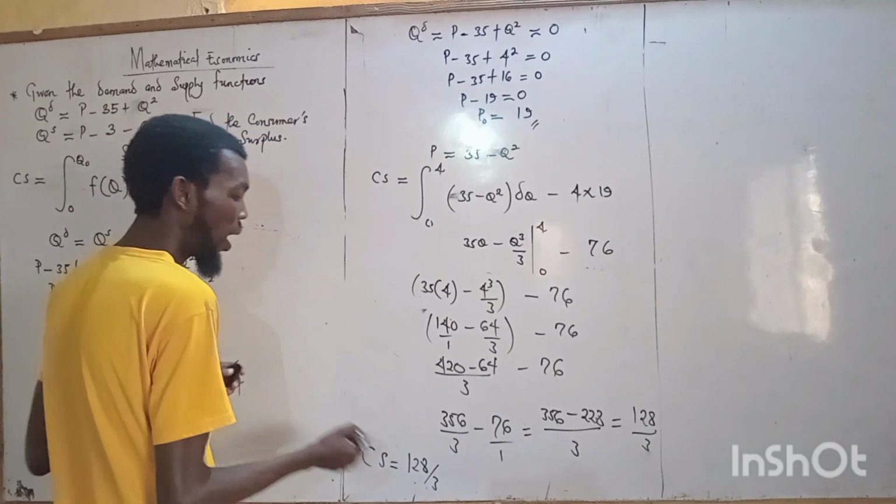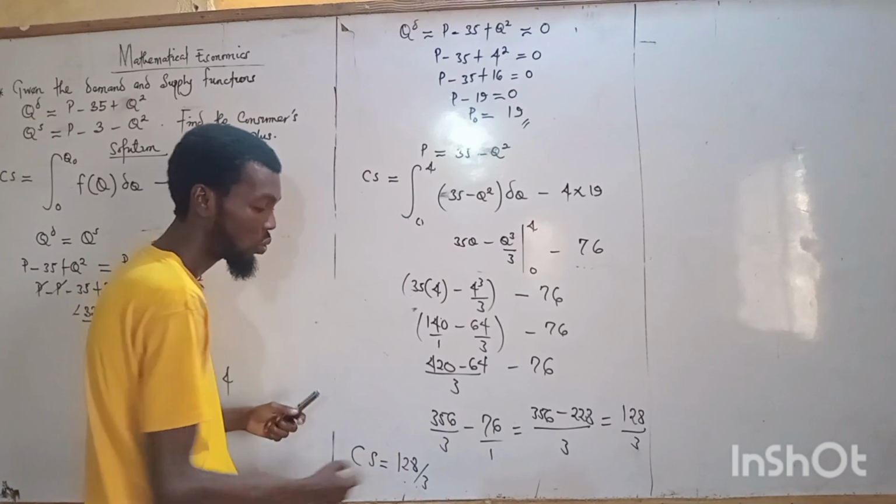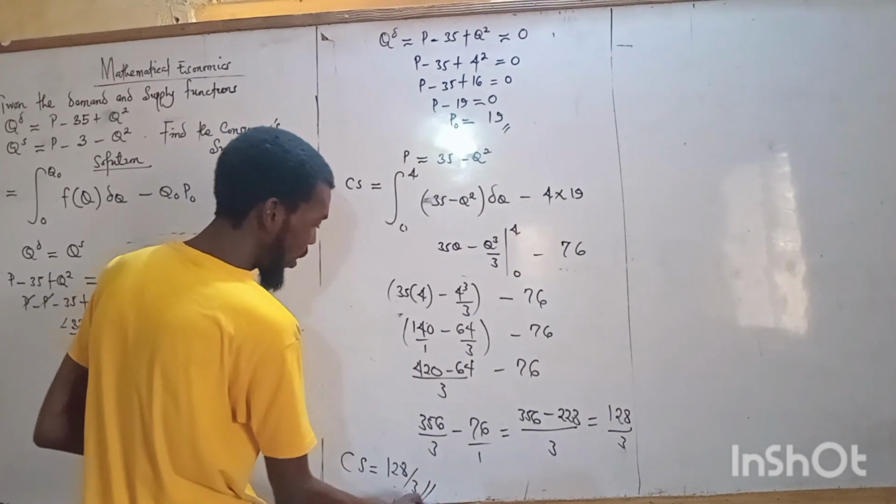You can put your answer in decimal places. Or better still, you can divide through and write the answer. But the answer is 128 over 3.